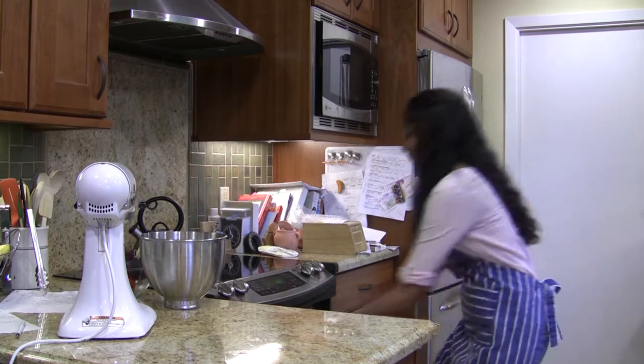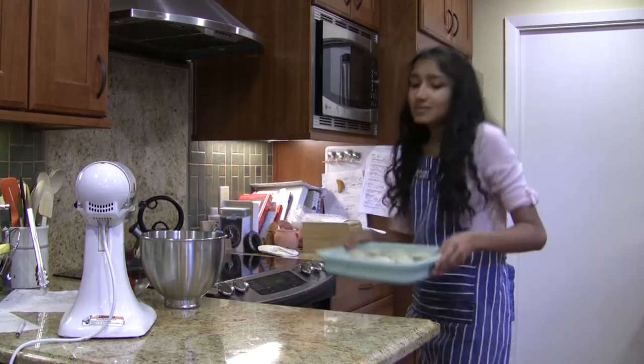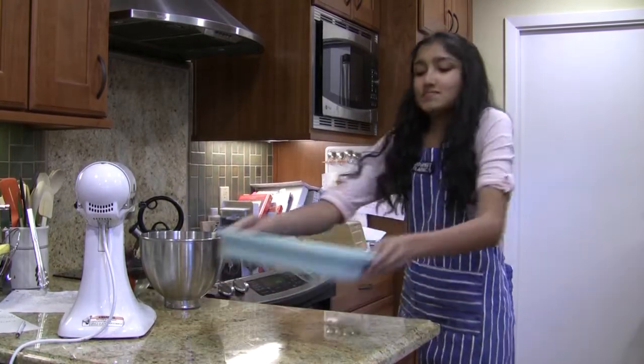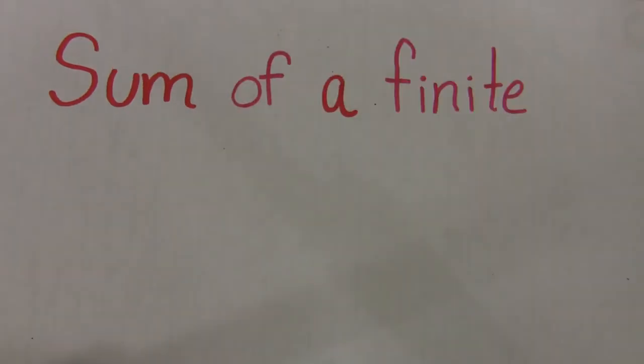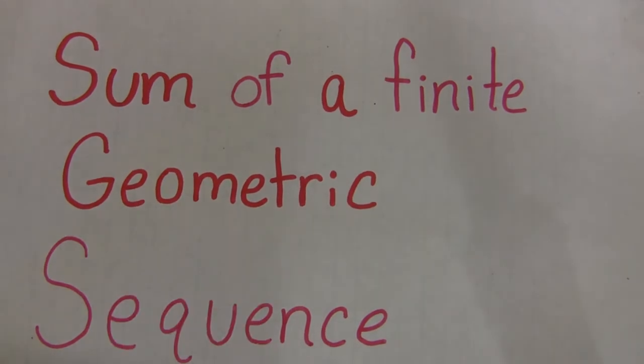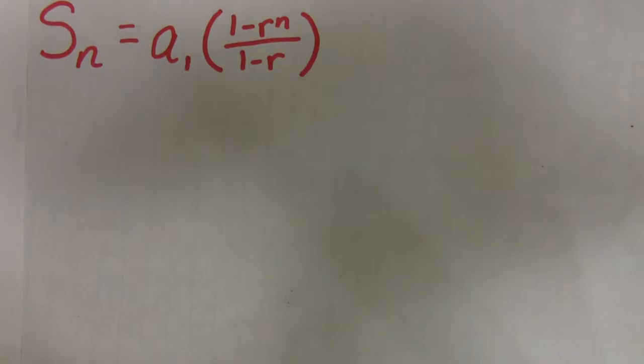To find the total number of cupcakes that Nadia bakes, we need to add the terms of the geometric sequence, or how many cupcakes she bakes each hour, together. For this, we use the formula for the sum of a finite geometric sequence. Because the sequence ends after 10 hours, it is finite. The formula is S sub n equals a sub 1 times 1 minus r to the nth power over 1 minus r.